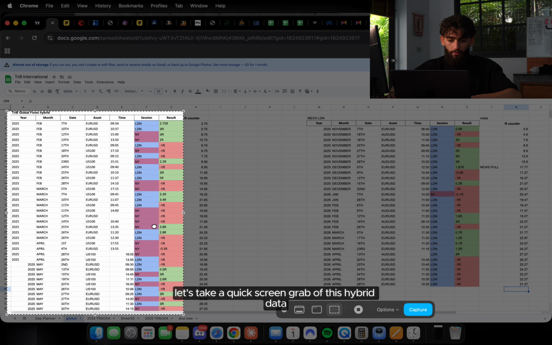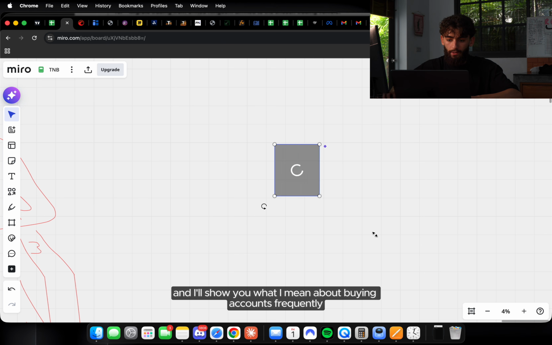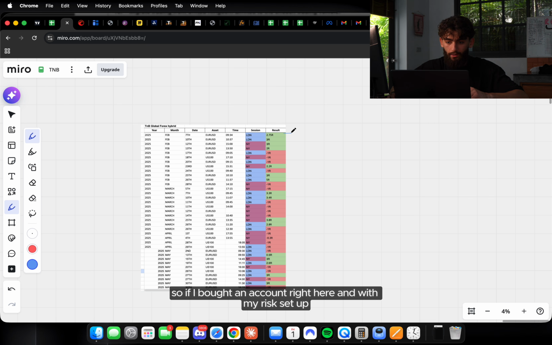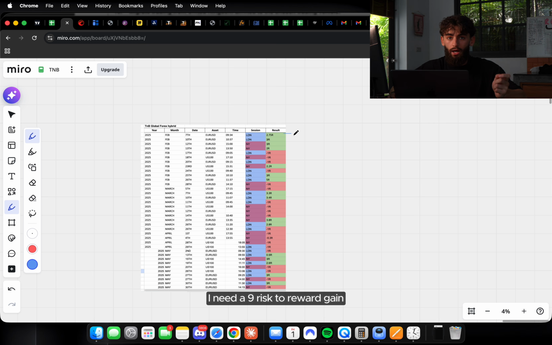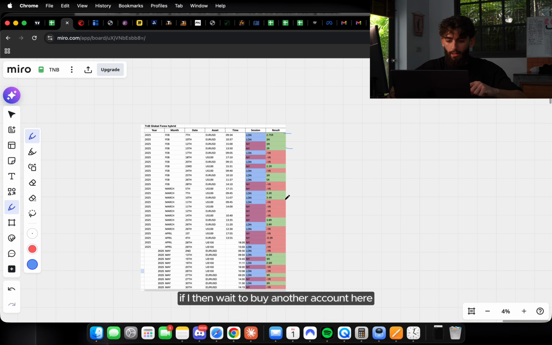Let's take a quick screen grab of this hybrid data and let's paste it in, and I'll show you what I mean about buying accounts frequently. So if I bought an account right here, and with my risk setup, I need a 9 risk to reward gain without losing 6.5 trades in between. So if I buy one account, I've passed that account here. If I then wait to buy another account here, I've then passed that account here.